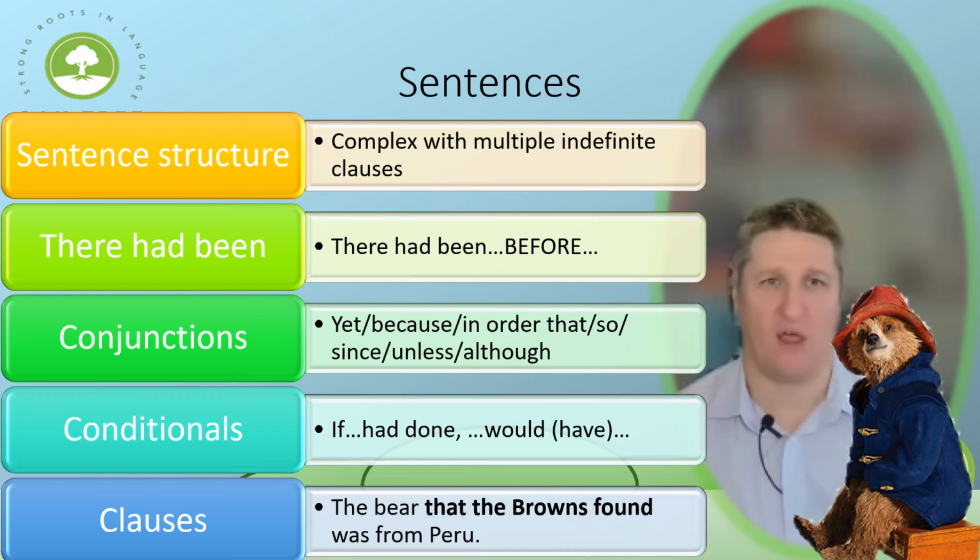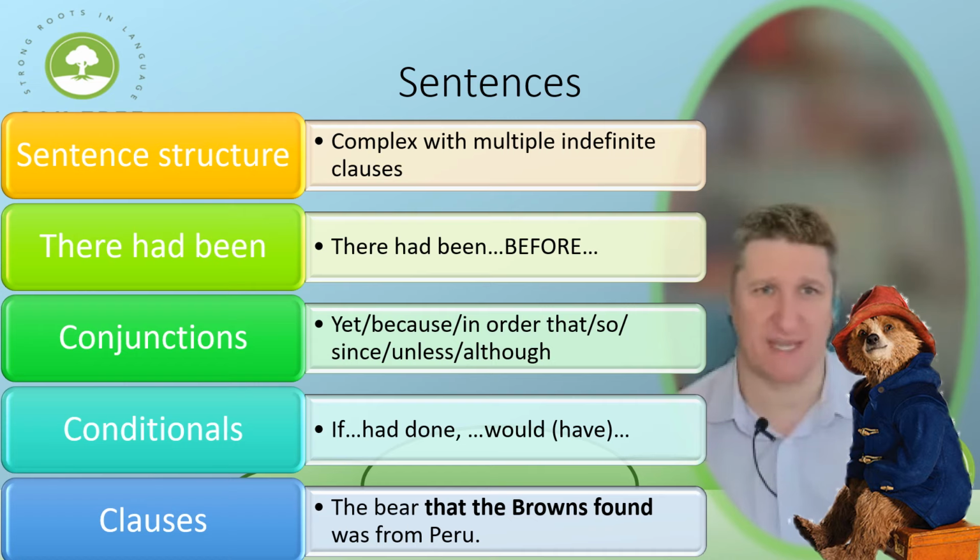They can be defining, which give essential information. For example, the bear the Browns found was from Peru. Or they might be non-defining, which give extra information separated by commas.